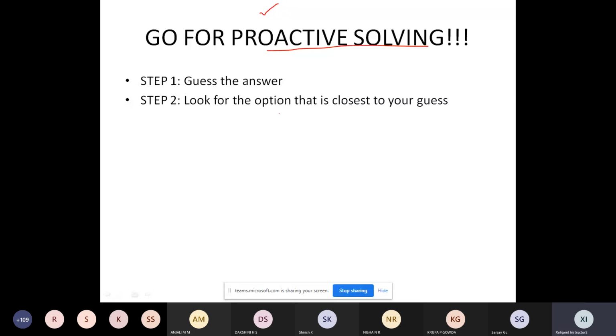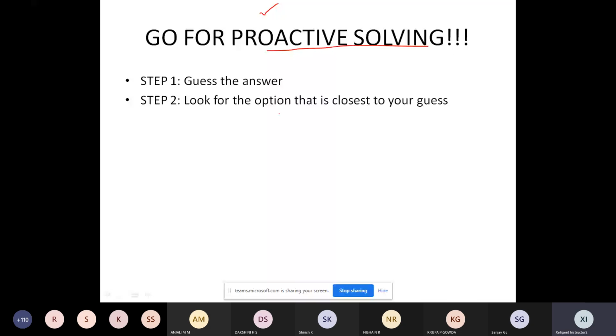So that is step number one. Guess the answer. You find the question with the blank, read the question and try to figure out the answer for yourself before looking into the options. That is proactive solving. Read the question and guess the answer. Your answer can be very simple. You can put it in a very simple word, and then after guessing the answer, you can check out the options. You will have 4 to 5 options. You can check out the option that is closest to your guess. That is step number 2.